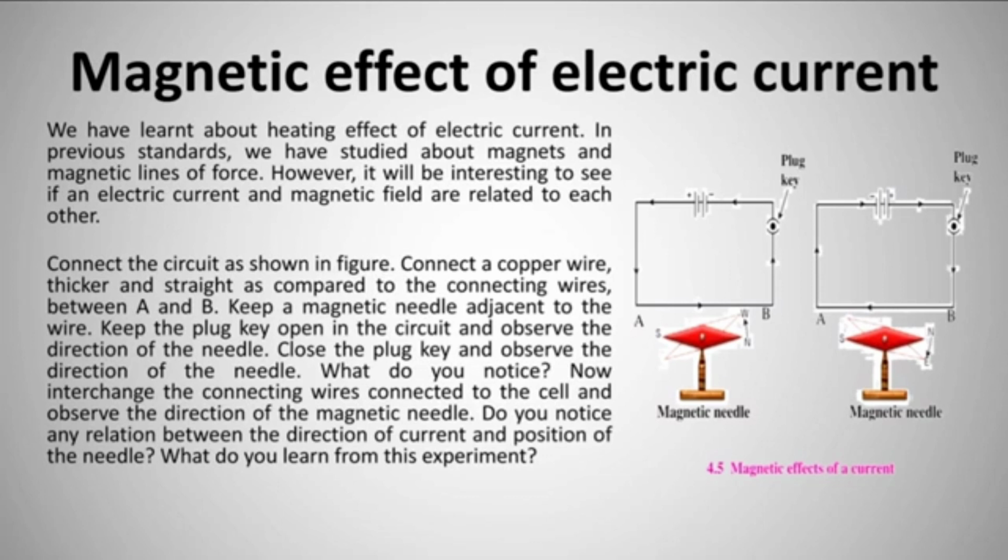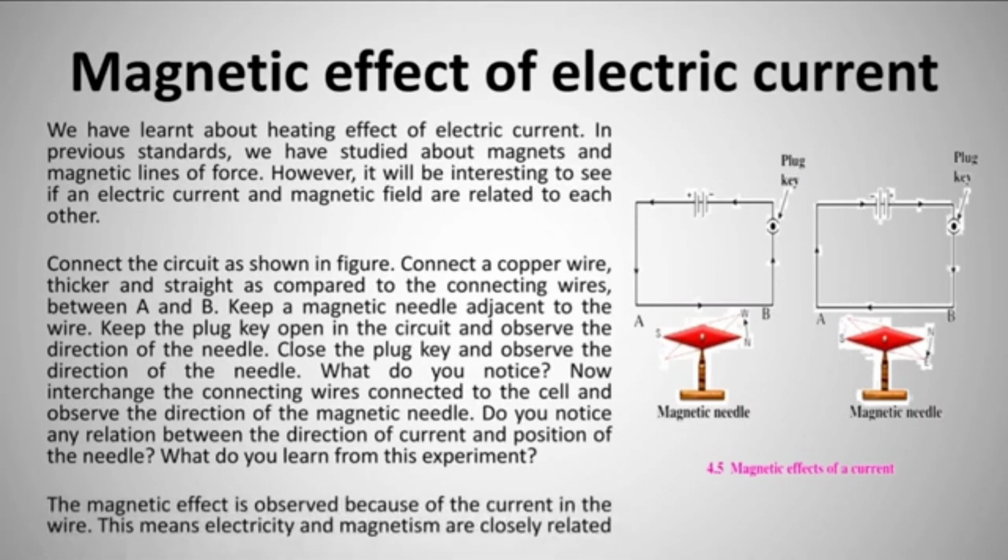Well, when the circuit is open, that is, the key is open, no deflection is seen in the needle. It remains in its place. While when the key is closed, a deflection is observed in the needle by the change in its direction. Thus, the magnetic effect is observed because of the current in the wire. This means electricity and magnetism are closely related.